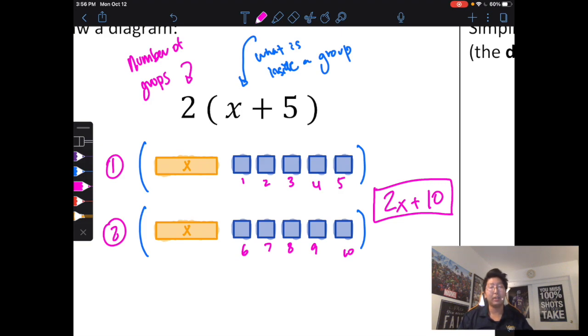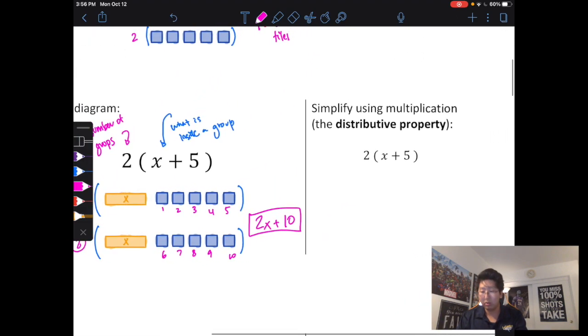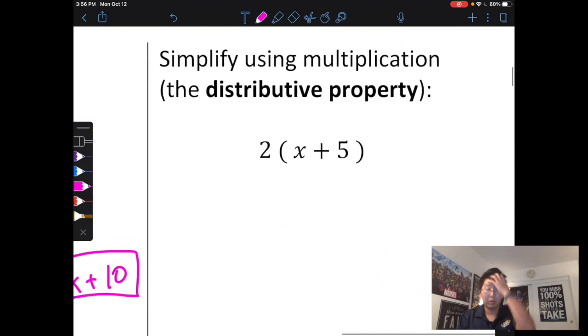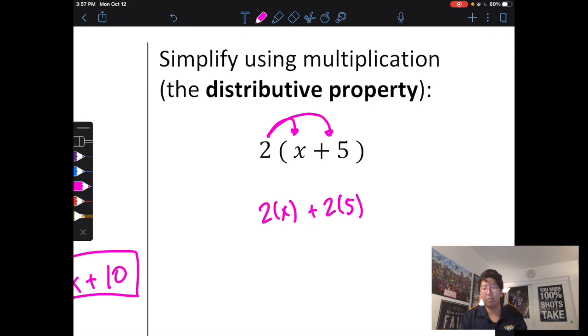So hopefully this is a good diagram to help you understand what it means when we have a number outside a parentheses. And so we're able to use the distributive property. And so what I'm going to do is show you, using multiplication, how we solve the distributive property. So here, I'm going to take this 2, the number of groups, and multiply by everything that's inside. All right. So here I have 2 x's, right? So 2 times x is 2 times x plus 2 times 5.